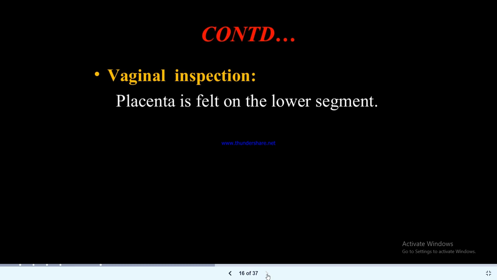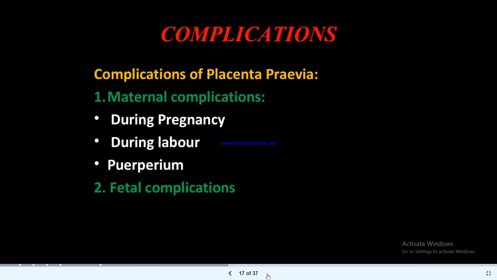Vaginal inspection: placenta is felt on the lower segment. Complications of placenta previa. Number 1, maternal complications during pregnancy, during labor, and puerperium, and number 2, the fetal complications.